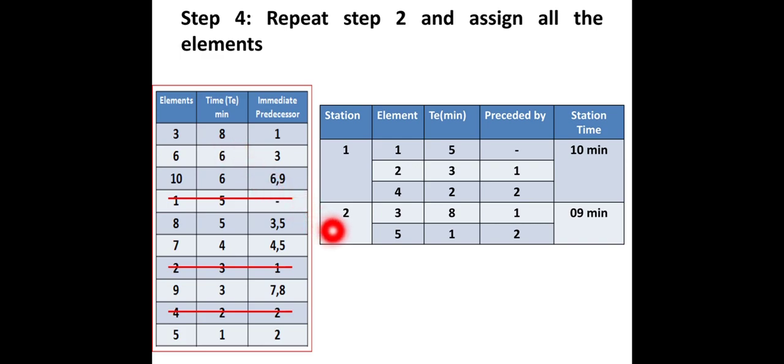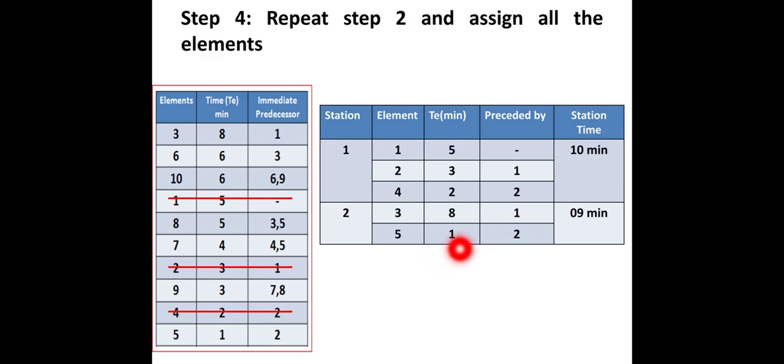So it can be assigned. So 3, 8, 1. So next I'll go for 1, 2 and 4. So 1, 2 and 4. So fifth element I can assign here. Okay, last element. So 5 is assigned 1, which is the cycle element time.